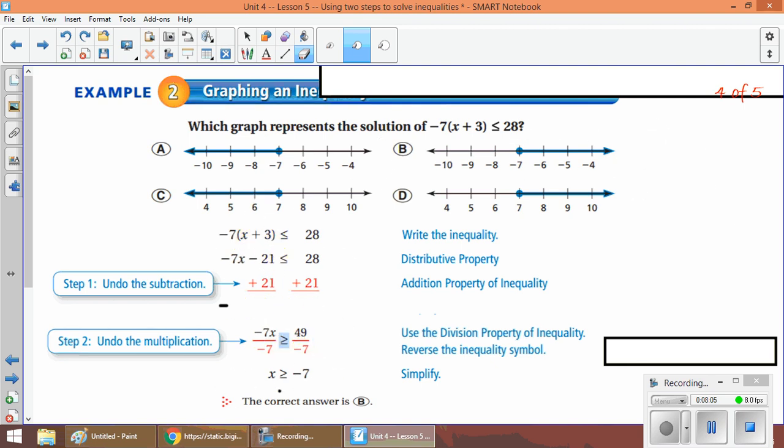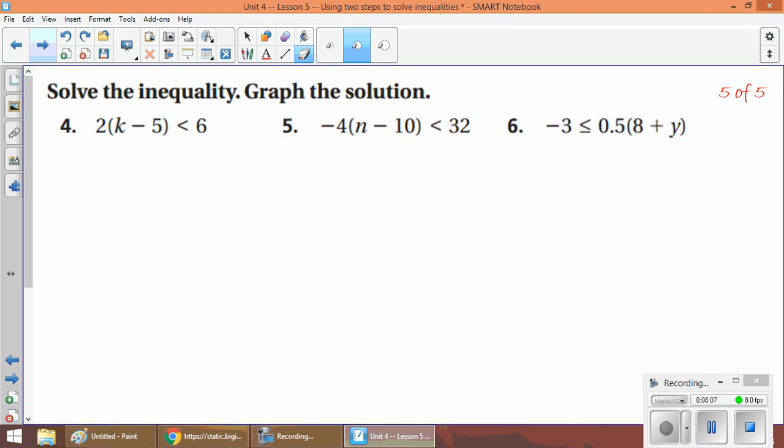Okay, and here is the last page. What I'd like you to do here is try to do 4, 5, and 6 on your own, and if you have trouble, play the video and follow along, but try to do as much as you can on your own. So for number 4, we're going to start by distributing.